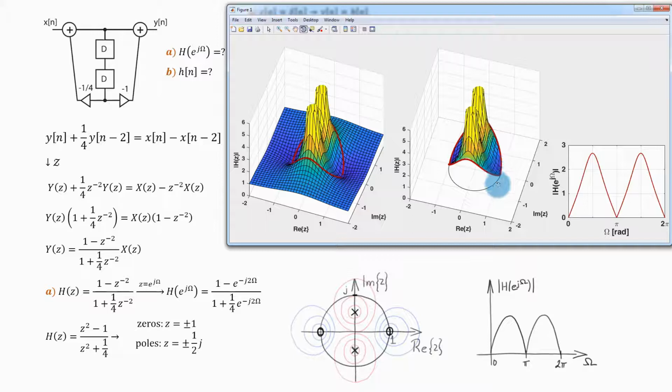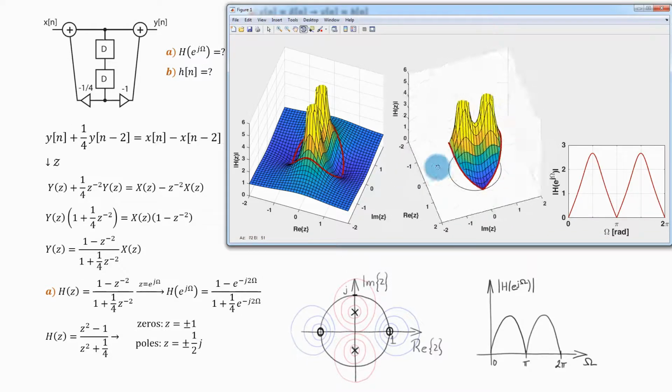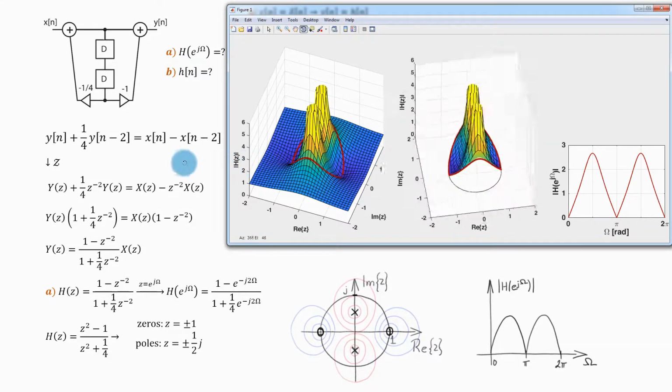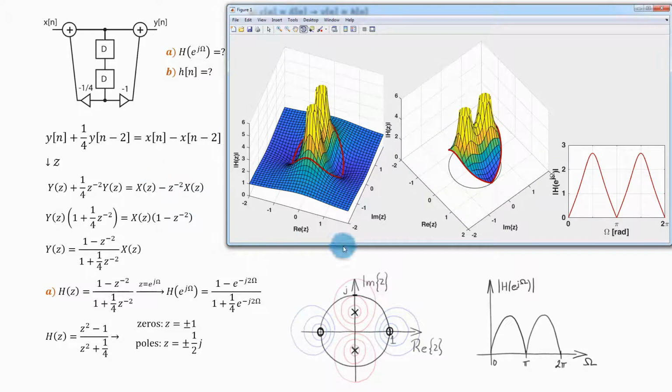Here you can see it with the plot of the magnitude of the transfer function outside of the unit circle removed. So this is the unit circle, and this red line corresponds to the amplitude frequency characteristic. And this is the actual plot of the amplitude frequency characteristic.